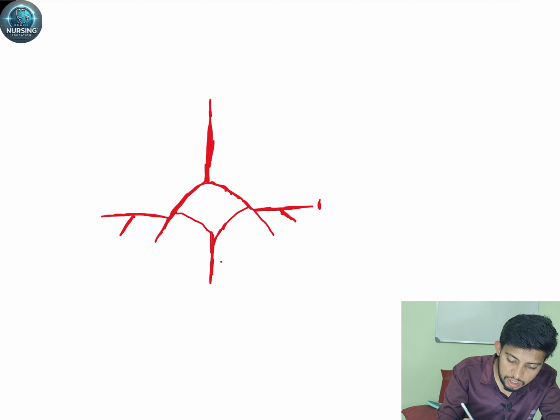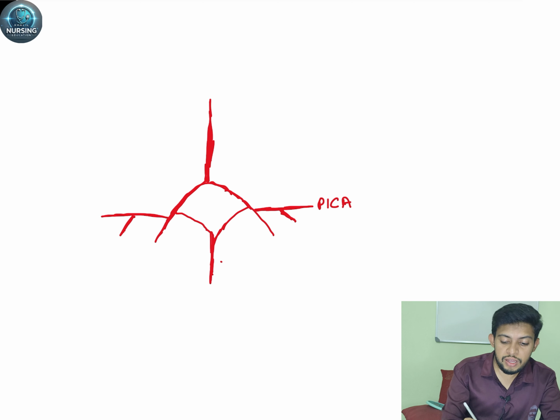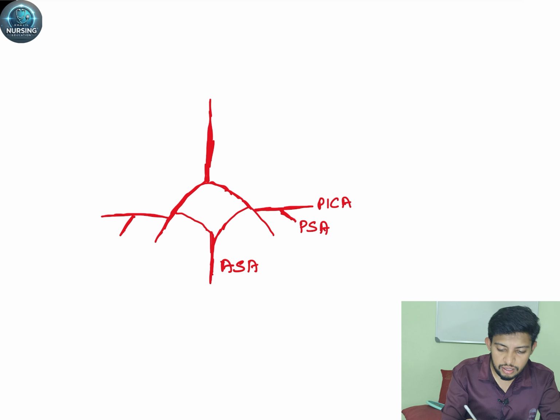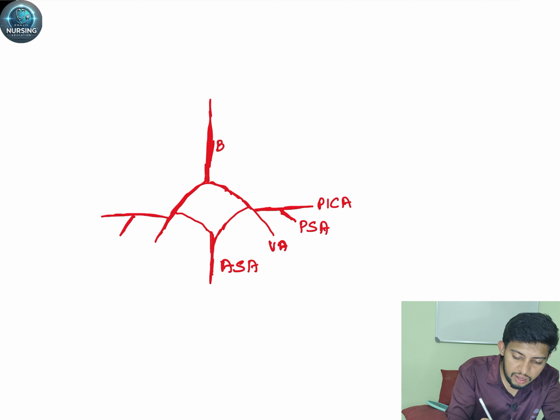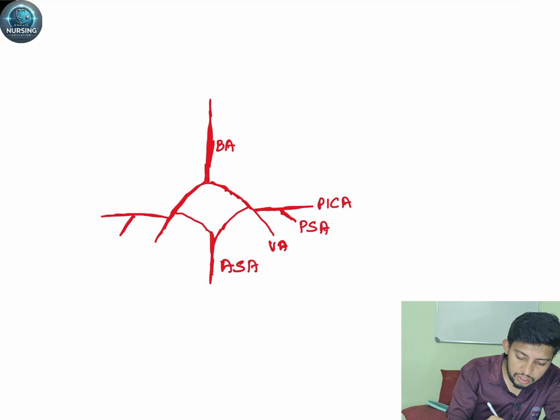So this is the posterior inferior cerebellar artery, and this one is the posterior spinal artery. You can call this one PICA. PICA means posterior inferior cerebellar artery. This one is the posterior spinal artery, this one is the anterior spinal artery, this one is the vertebral arteries, and this one, what I said, is the basilar artery. Clear?